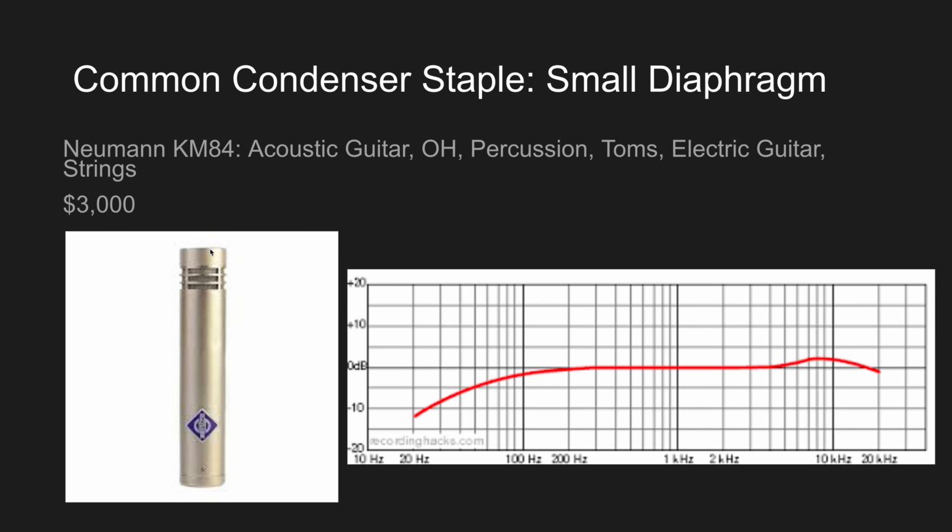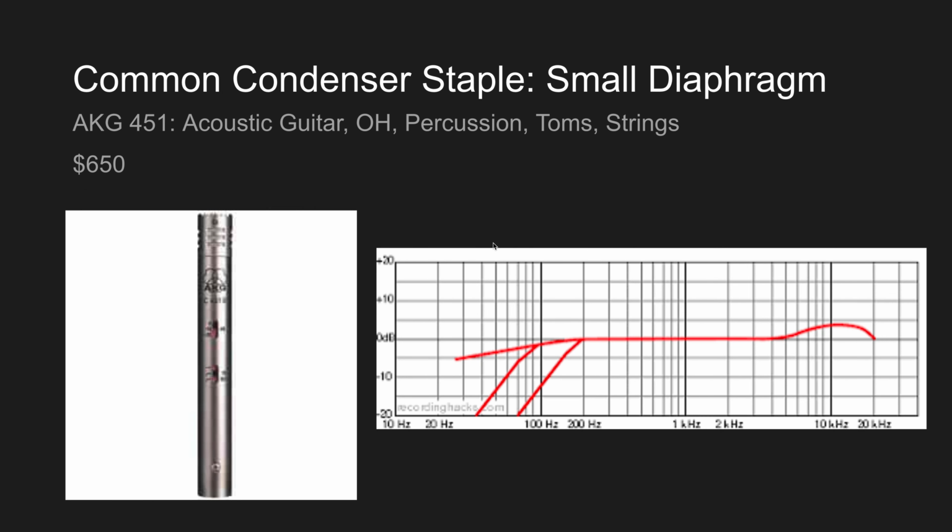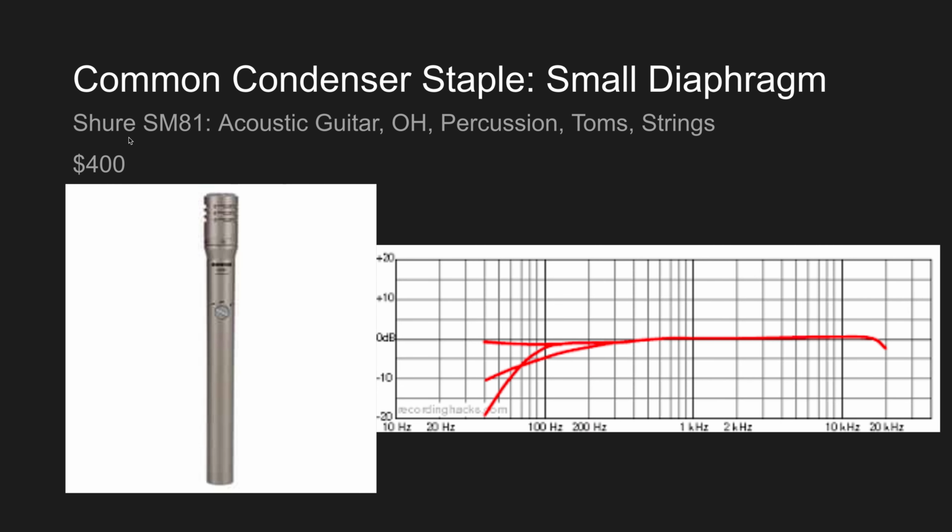So it's a couple of different ones. AKG 451. You see they still make this one. It's a little less expensive. It's pretty flat. It has a good bump at the high end, good for detail. And the Shure SM81 is just a really good flat response small diaphragm condenser. And you can see that price point is not as high either.